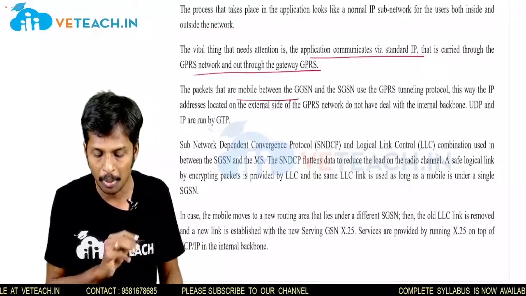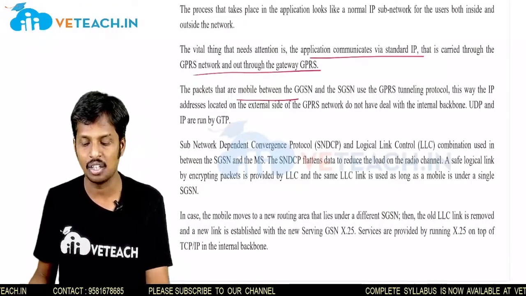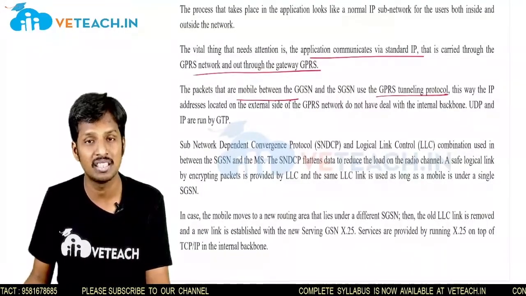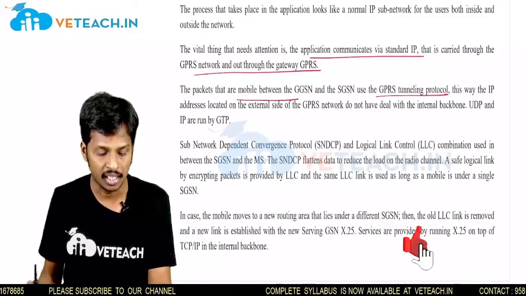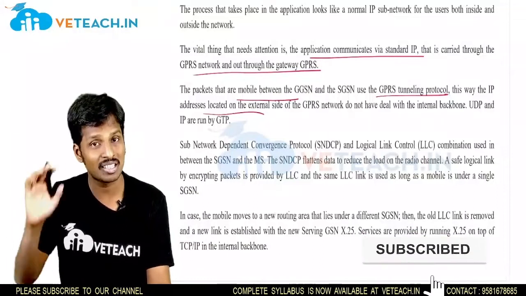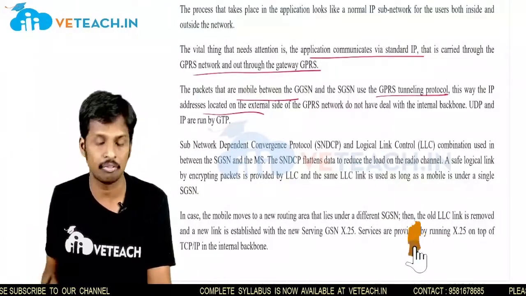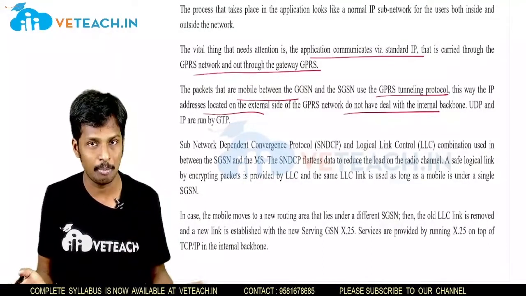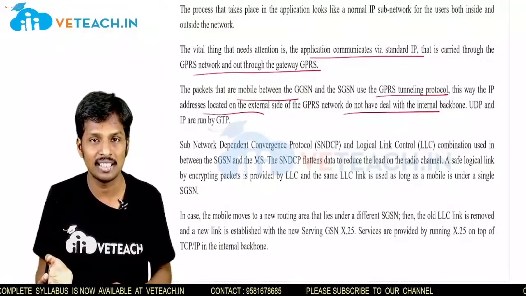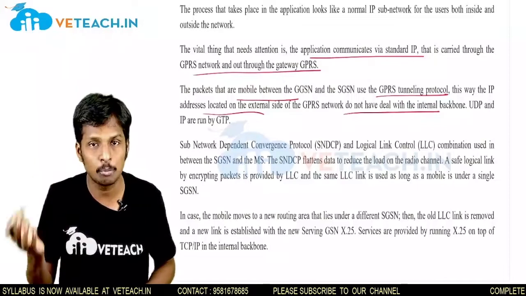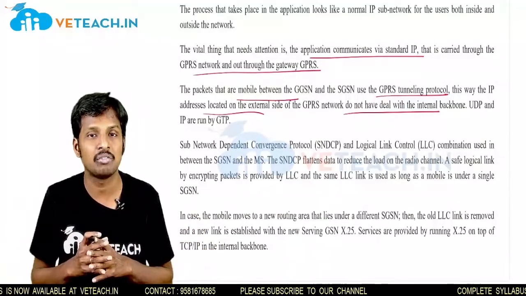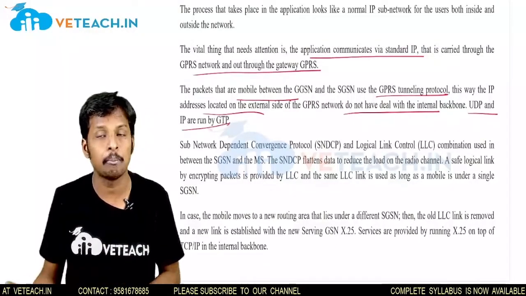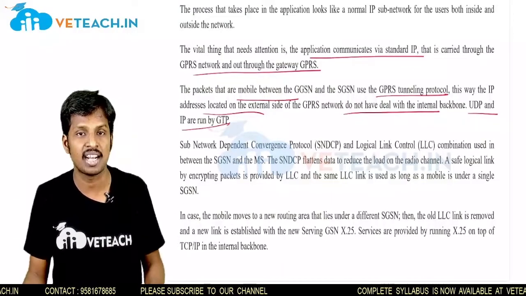The packets that are moved between GGSN and SGSN use the GPRS tunneling protocol, known as GTP. GTP stands for GPRS Tunneling Protocol. This way, the IP addresses located on the external side of the GPRS are easily identified and do not have to deal with the internal backbone. So, without dealing with the internal backbone, GTP can handle various tunneling mechanisms between GGSN and SGSN. UDP and IP are run by the GPRS Tunneling Protocol.